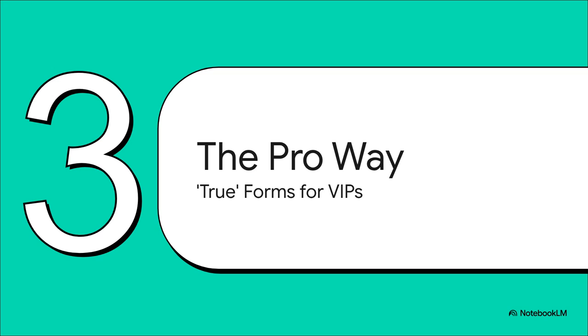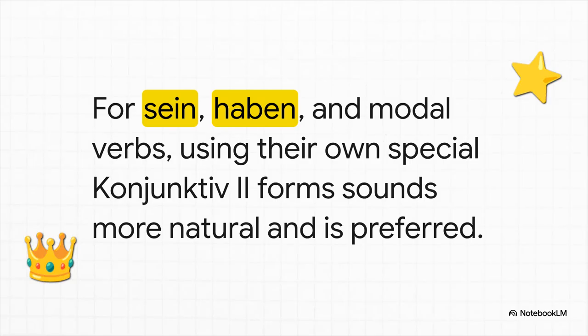Okay, so you've got the easy way down. You ready to level up? Let's talk about the pro way. Now, this isn't for every verb. This is for a small, exclusive club of very, very important verbs. Yeah, think of this as the VIP section of German verbs. The only ones on the list are sein, to be, haben, to have, and all the modal verbs. You know, can, must, should, would, all those guys. For these verbs, it just sounds much more natural to use their own special form.